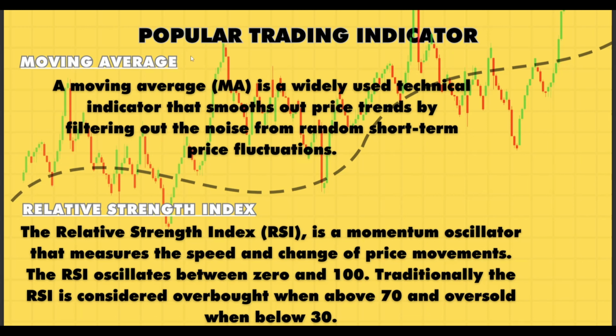So there are two popular indicators we will use that are the only ones required. Okay, so first is a moving average. A moving average is a widely used technical indicator that smooths out the price trend by filtering out the noise from random short-term price fluctuations. Basically, a moving average is a line on the chart, as you can see here, the dotted line.